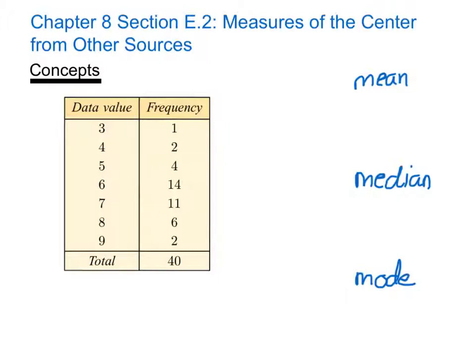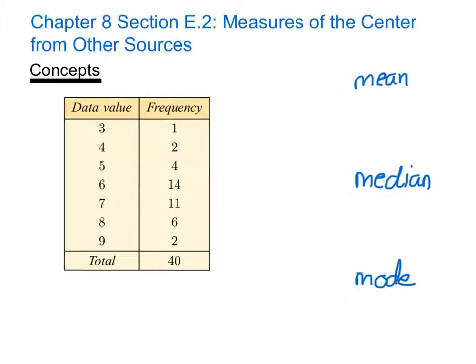Now sometimes we may have a large data set, like the one that we have here, where we have 40 data values. And it may be difficult or time-consuming to add up all 40 values to find the mean. It might also be difficult to order those 40 values so that I can find the median. And we may not graph all of those values so that I could find the mode or do a stem and leaf plot. So I'm going to show you a few other ways that we can calculate these three measures of center from a frequency table.